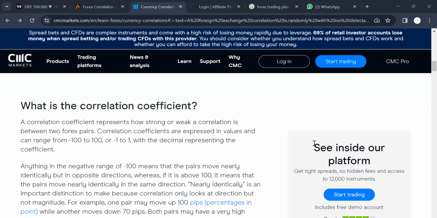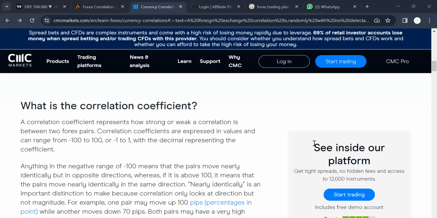Now, a correlation coefficient represents how strong or weak a correlation is between two forex pairs. Correlation coefficients are expressed in values and can range from -100 to +100, or better still, -1 to 1, with the decimal representing the coefficient. So we look at this value, -100 to 100.